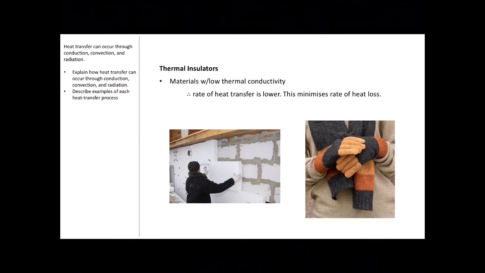So for example, with styrofoam or polyurethane, this is installed in roofs and walls, and this is because it minimises the rate at which heat transfer occurs via conduction from the interior to exterior. So these materials have low thermal conductivity.